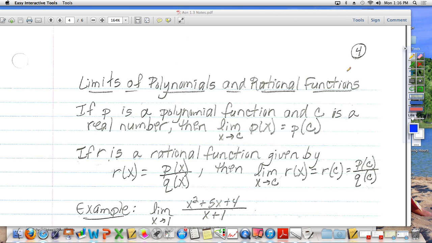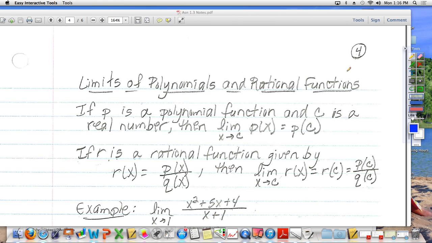I know I talked about this the other day. I'm going to quickly run through this again. This is a continuation of 1.3, right? 1.3. So this would be what you would use in order to help you get through section 1.3 or assignment 1.3. Limits of polynomials and rational functions.